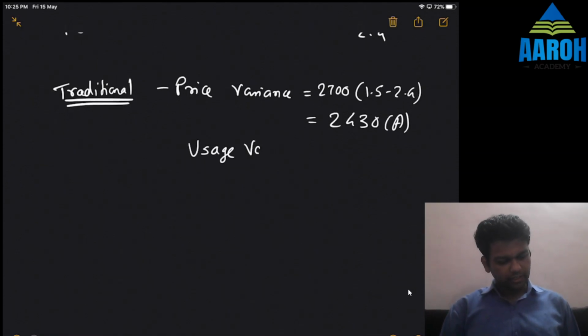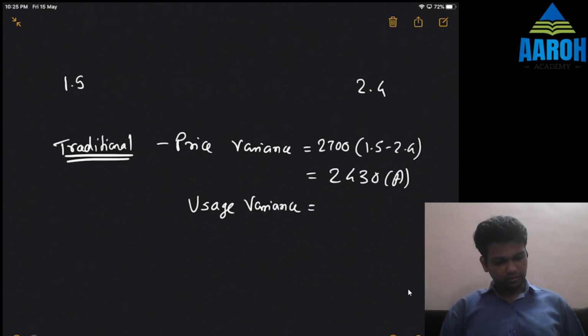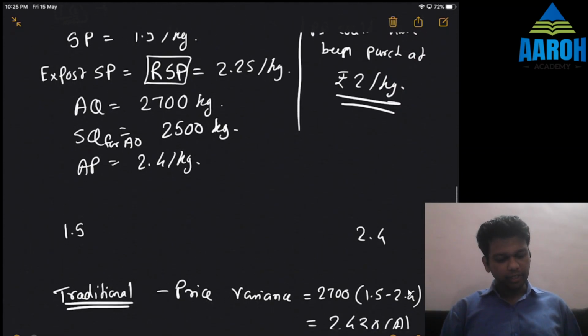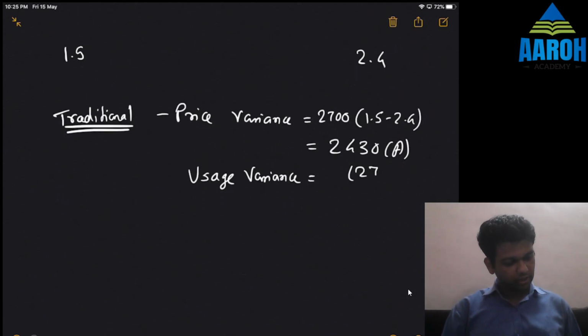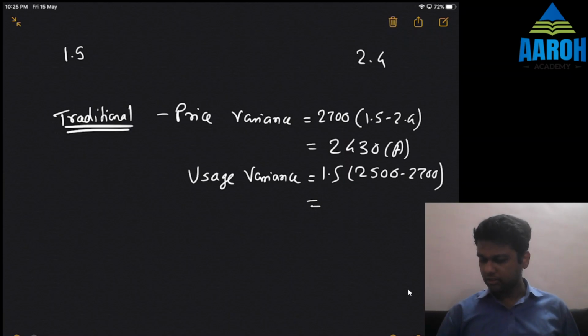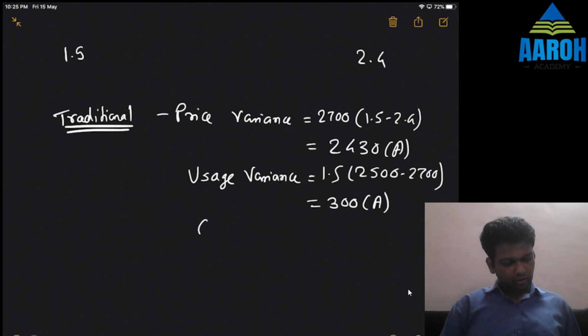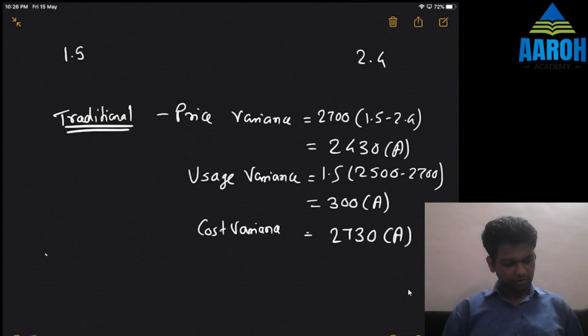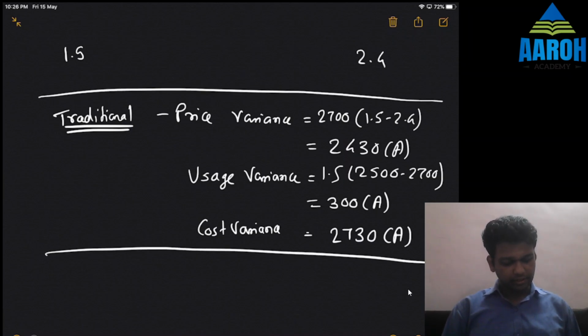Traditional usage variance, let's see how much it is. Usage, it was supposed to be 2500, but we used 2700, so that is also adverse, at standard price of 1.5. So how much is that? Check. 300 adverse. Okay. Cost variance we can calculate either by formula, or let's take the total of this right now. So 2430 adverse plus 300 adverse is going to be 2730 adverse. So this is our traditional variance analysis.